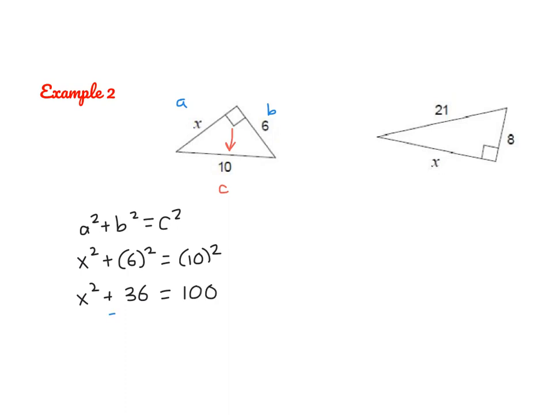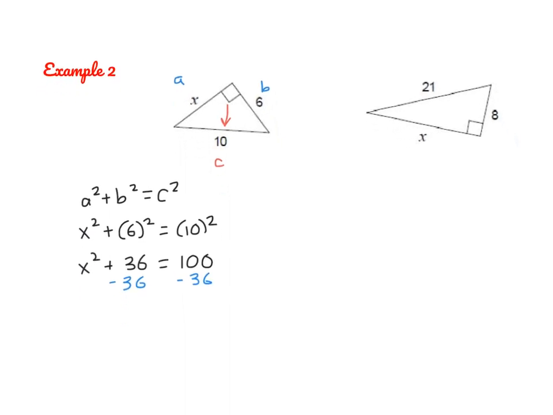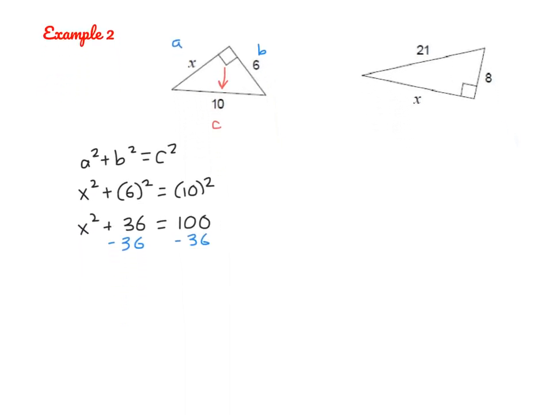So here we're going to isolate x squared. So I'm going to subtract 36 from both sides. So we get x squared equals 64. And then to clear the square, we take the square root of both sides. So we get x equals 8.